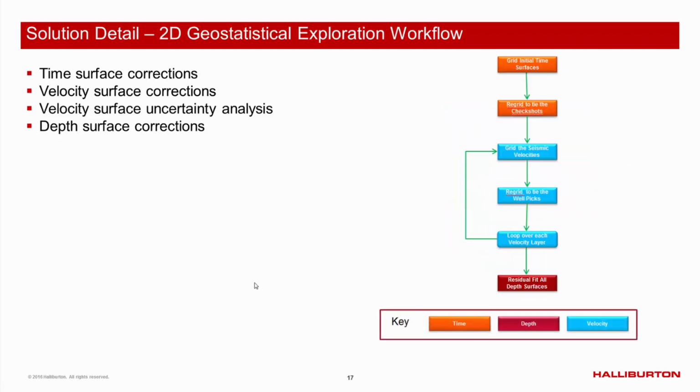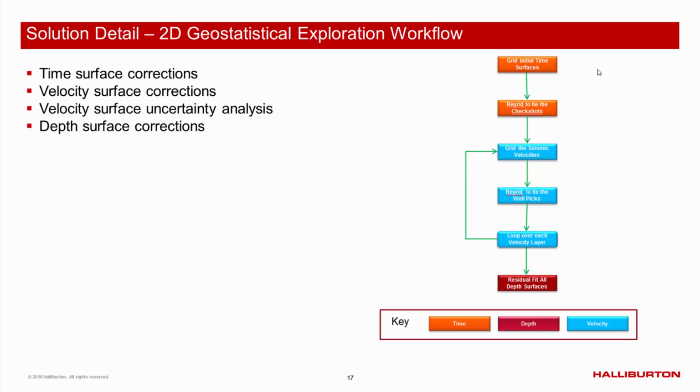So let me simplify it for you to make it very clear what we're trying to do with the geostatistical velocity modeling workflow. What we're trying to do is correct the times in orange, and then we try to correct the velocities in blue, and then we finally tie to the depths in red. So all we're doing is some iterations, because we have this triumvirate of time, velocity, and depth.